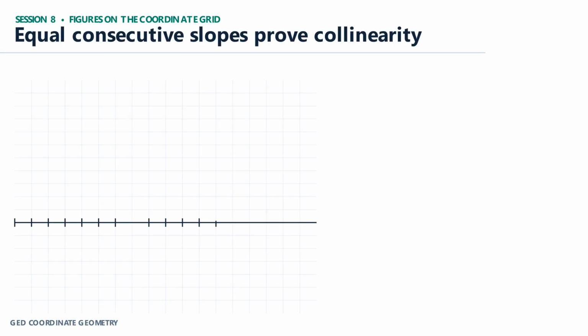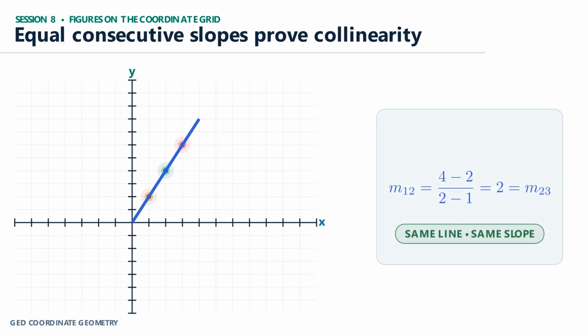3 points are collinear when they lie on one straight line. Compare slopes between consecutive pairs. From (1, 2) to (2, 4), the slope is 2. From (2, 4) to (3, 6), the slope is also 2. Equal consecutive slopes show that the 3 points are collinear on the line y equals 2x.